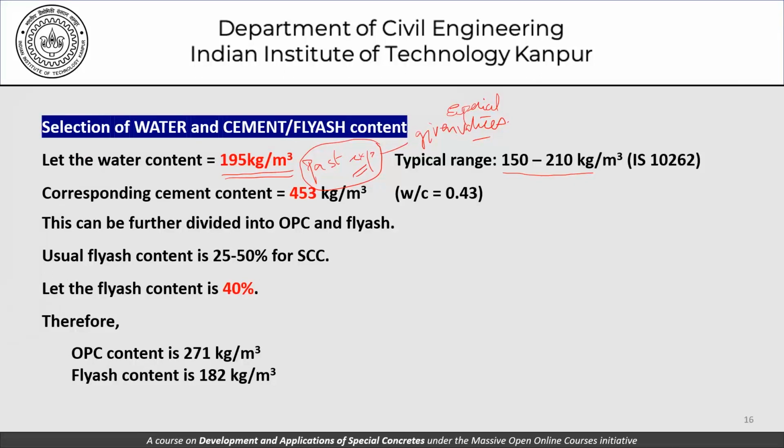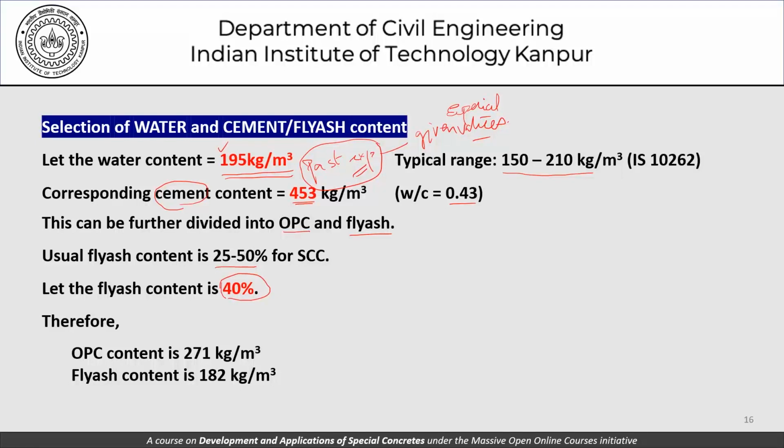Now once we use this 195, we get 453 as the corresponding, not the cement content really, but the cementitious material content, using this water cementitious material or water binder ratio to be 0.43. Now this is what we would like to determine or bifurcate to ordinary Portland cement or fly ash. The usual fly ash content is about 25 to 50% for self-compacting concretes. So in this case, let's take fly ash to be 40%.